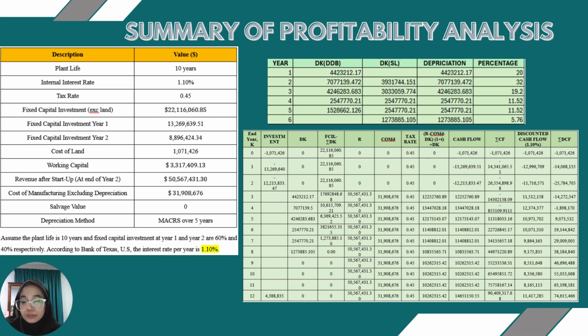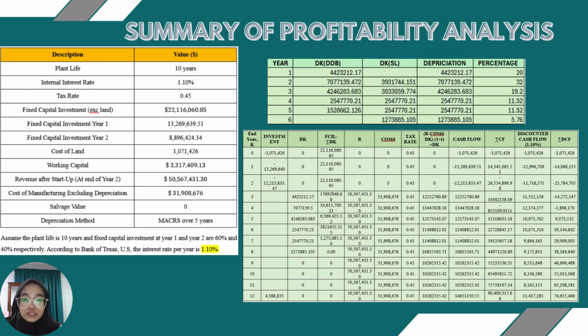And in order to find the percentage, the depreciation column needs to be divided by the FCIL, times 100, to get the percentage of the depreciation. So below, I show the summary table analysis of the profitability.